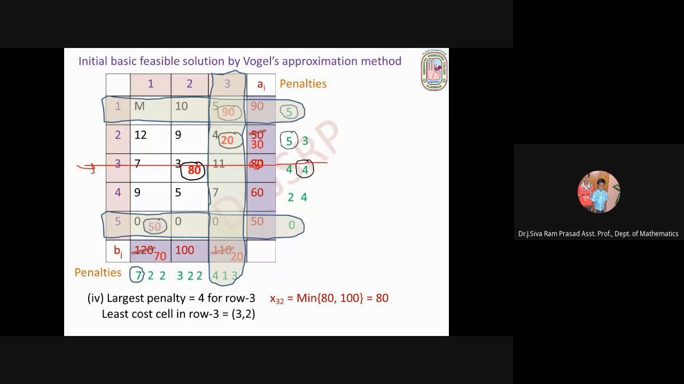Observe second column. Requirement is 100. Out of 100, 80 are obtained. So remaining requirement 100 minus 80, 20. Write 20 here. Cancel 100 and write 20. Then cross off row 3.